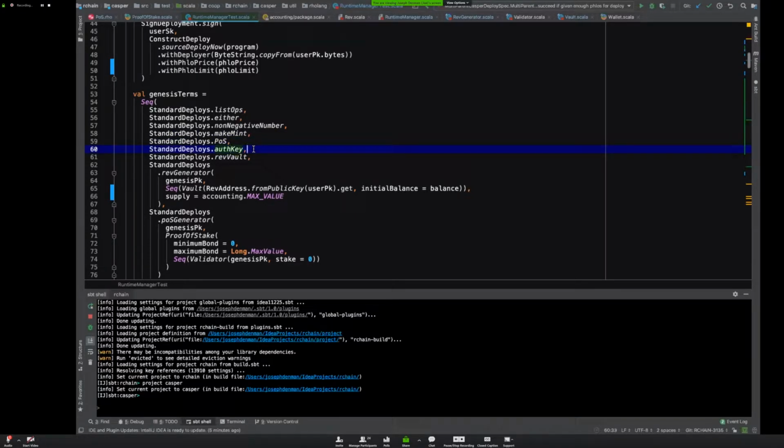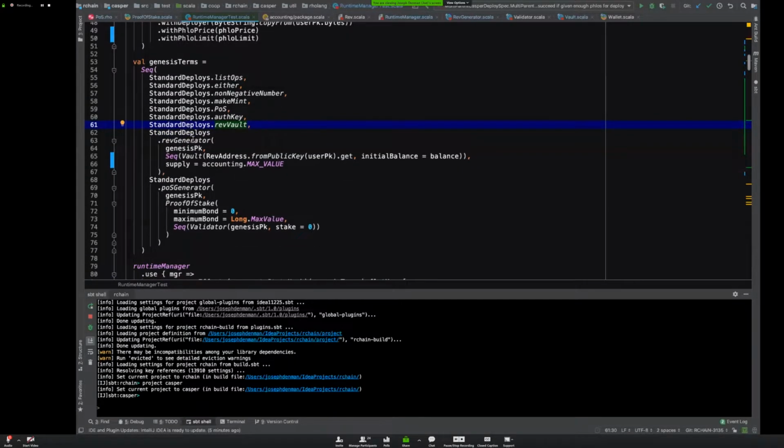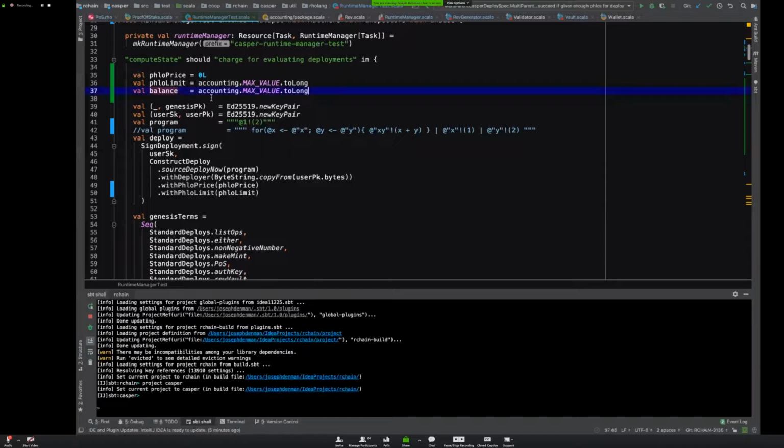AuthKey is an authorization sort of interface for object capabilities. RevVault here is the contract that allows users the higher level interface, the direct interface between vaults, where they store their rev exactly. RevGenerator here, we just need this to actually create the initial vaults. And you'll see here that we're starting with one vault for our user. So this is a user's public key. And the initial balance of that user is balance, which we defined above as the maximum possible value that is an integer.